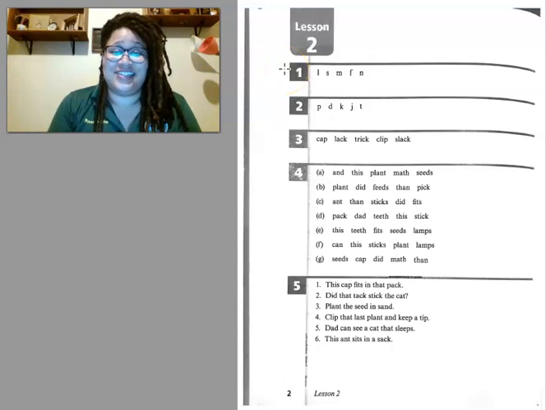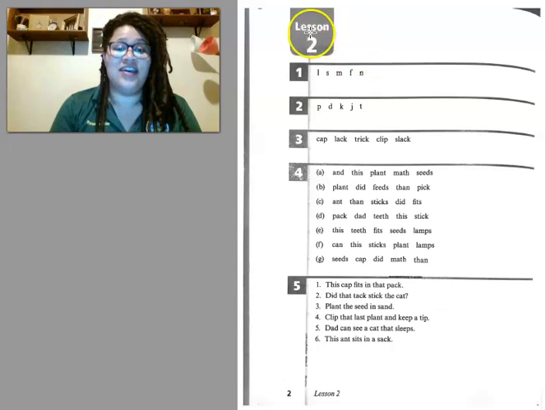Starting here in part 1, you'll say the sounds for these letters. Let's go over the sounds together. This sound is L. What sound? Yes, L. This sound is S. What sound? Yes, S. This sound is M. What sound? Yes, M. This sound is F. What sound? Yes, F. This sound is N. What sound? Yes, N.